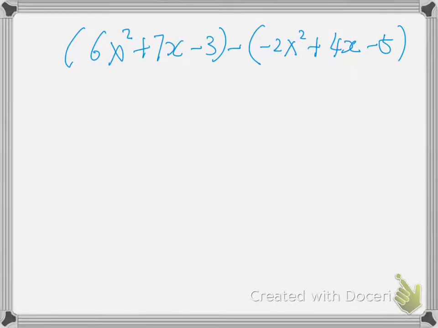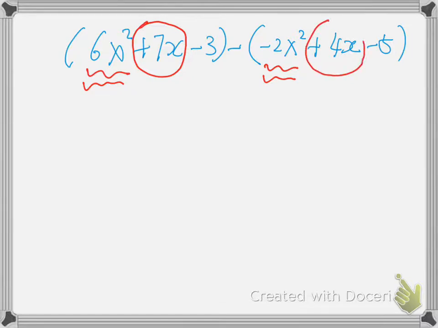So we have 3 different types of terms. The first part, degree 2 terms. So we have 2 degree 2 terms, 6x squared and -2x squared. The second part is degree 1 part, including the sign. So it's positive 7x and positive 4x. The last part is degree 0. So it's the number -3 and the number -5. I'm going to use a square for the last part. So we have 3 parts.